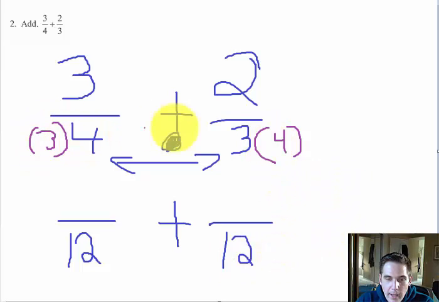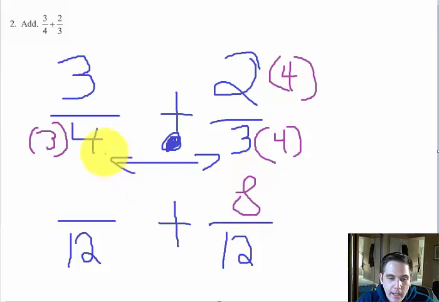So the reason why we have these parentheses here is because whatever you do to the bottoms, the denominators, you have to do to the numerators. So the denominator here, we multiplied that 3 by 4 to get 12. So we have to do the same thing to the numerator. We multiplied the 3 by 4, so we have to multiply the 2 by 4. 4 times 2 is 8. And then over here, we did 4 times 3, so we have to move that parentheses up.